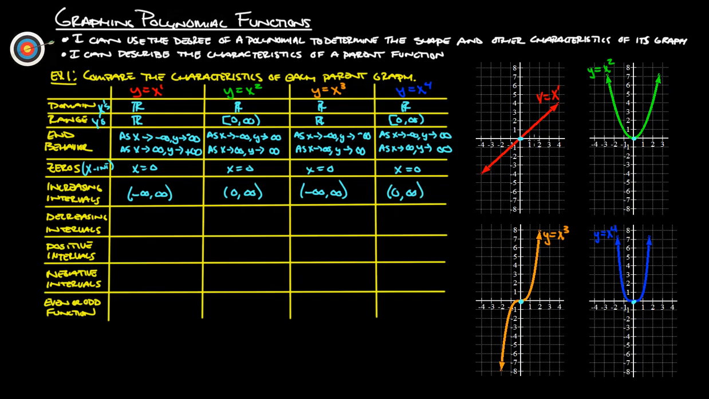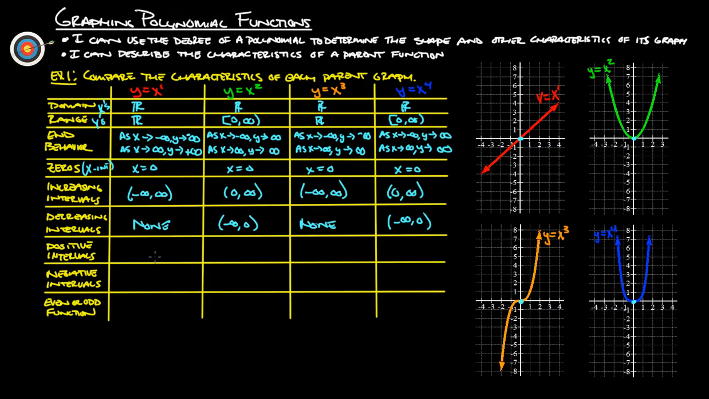Okay? Decreasing intervals. This one here is never decreasing. So there are none. On this one here, it's decreasing from negative infinity to 0, right? So negative infinity to 0. This one, it's never decreasing, so none. And this one, it's decreasing when it goes up to 0. So from negative infinity to 0. Okay?